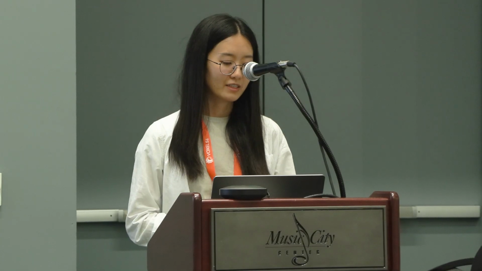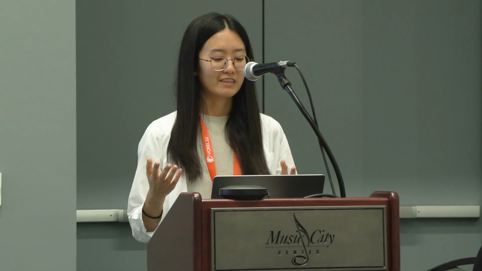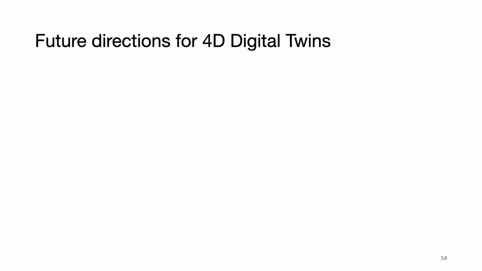Okay, to quickly summarize, in this talk I talked about two works for 3D perception and joint 4D reconstruction and tracking. And they share some common properties of being feed-forward, end-to-end, and more importantly, data-driven. And there are a few, I think, very exciting directions for 4D digital twins. So first of all, I think tracking is still something that we need to work more on, and also dynamic fusion, right? So we don't just want to move the points from one frame to the other.